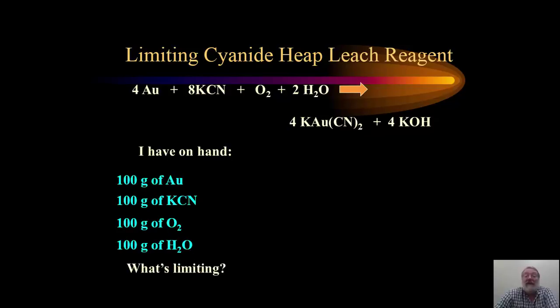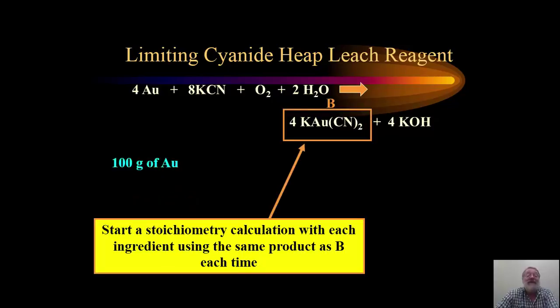What I have the students do is walk through with me to see how many moles of each of these we have. Remember, recipes are written in terms of moles. The recipe says 4 moles of gold react with 8 moles of potassium cyanide, 1 mole of oxygen, and 2 moles of water. So we have to know how many moles of each of these things we have.